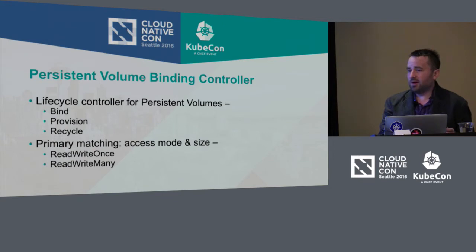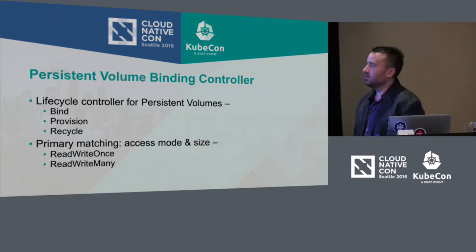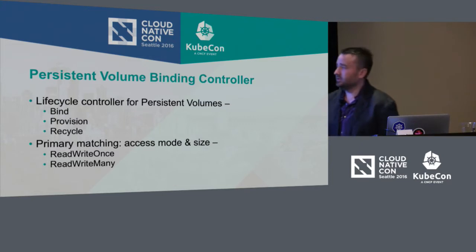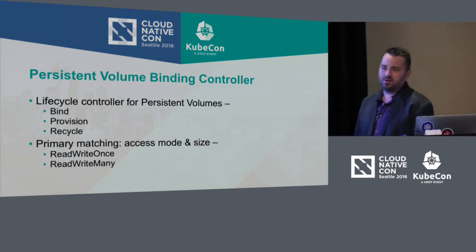With persistent volumes, we have a binding controller. This wasn't so much an issue with just regular volumes. The kubelet would handle the mounting of the storage. But now that we have two different objects that have to be linked together, we have a controller that maintains the life cycle between that. The volume binding controller is responsible for binding, provisioning, and recycling persistent volumes, and this is pretty much the entire life cycle of a persistent volume. And when it's doing its matching, it's done primarily on size and access mode, and then some of the features that we've added recently, like label selectors and StorageClasses, have increased what it will actually match on.